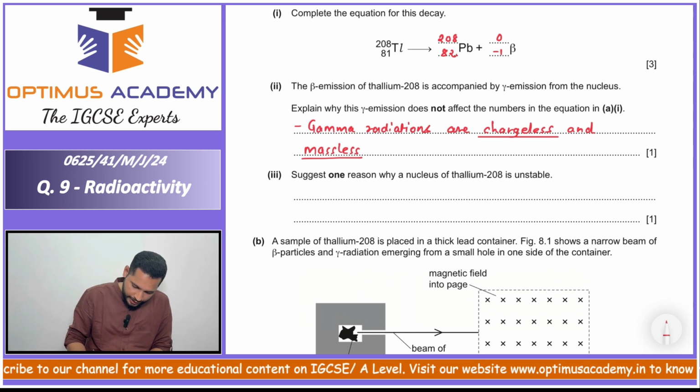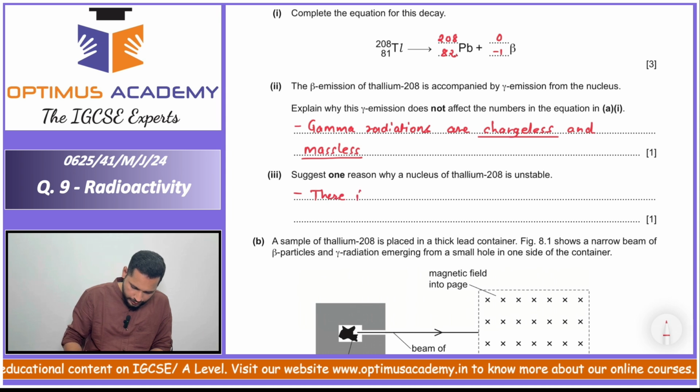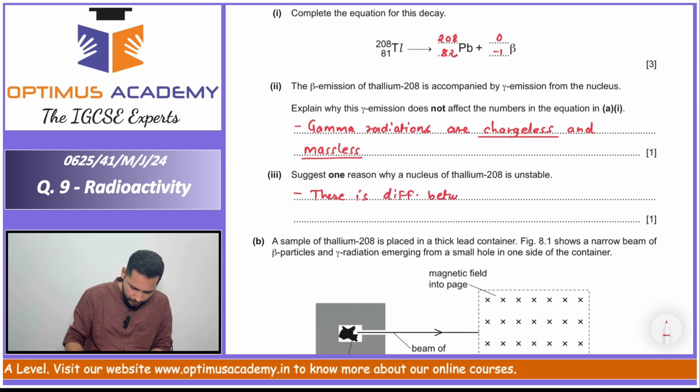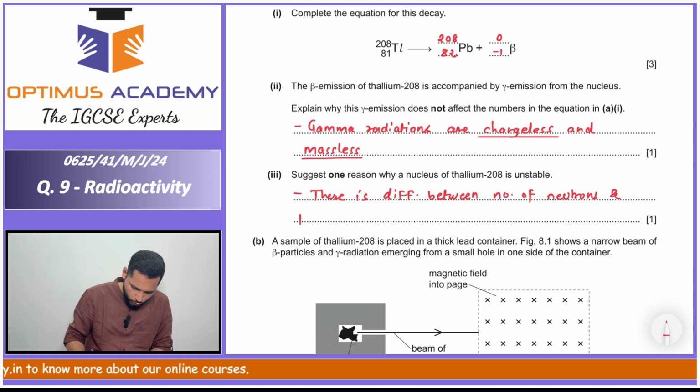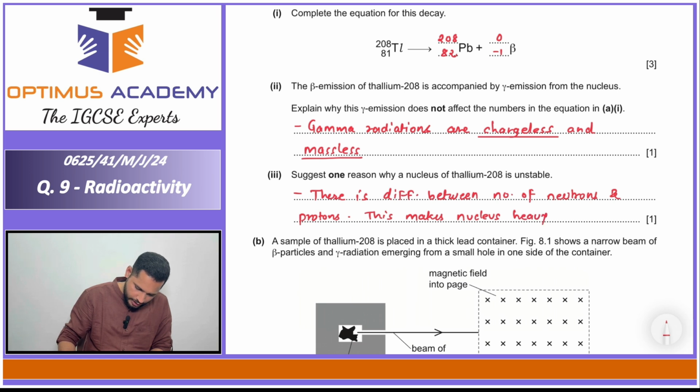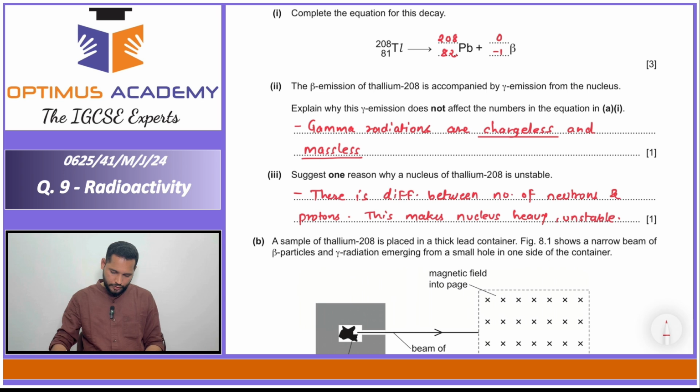So here we can write there is a difference between the number of neutrons and protons, and this makes the nucleus heavy and unstable. We'll go to the next question.